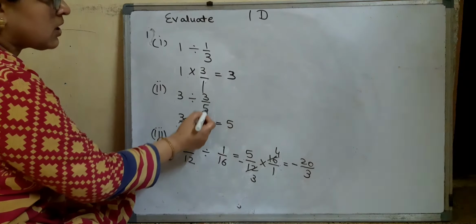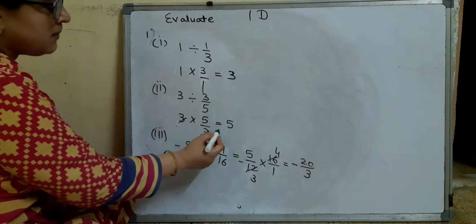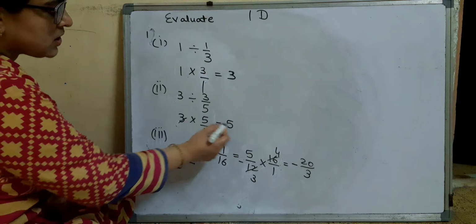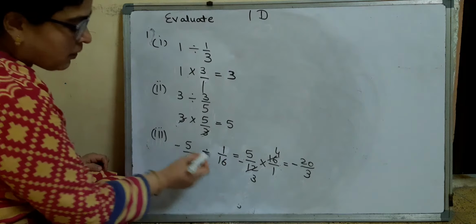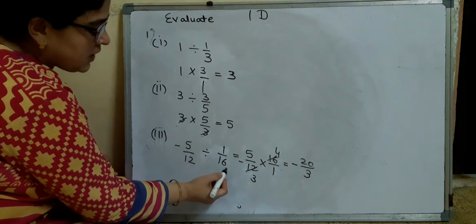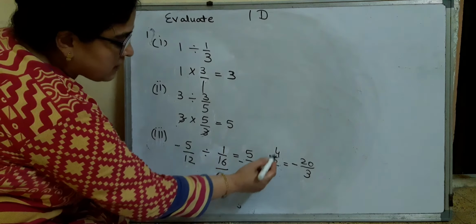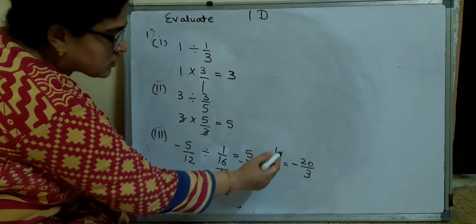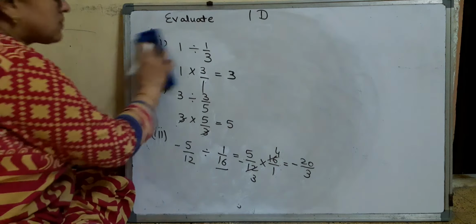Now 3 divided by 3 upon 5, multiply by the reciprocal of 3 upon 5, which is 5 upon 3. Cutting down the 3, the answer is 5. Now minus 5 upon 12 divided by 1 upon 16. Now we have to do the reciprocal of the second number. Minus 5 upon 12 multiplied by 16 upon 1, cutting down, 3 4s are 12, 4 4s are 16, minus 20 upon 3. Now 3 sums done.